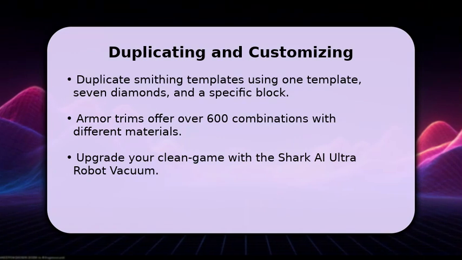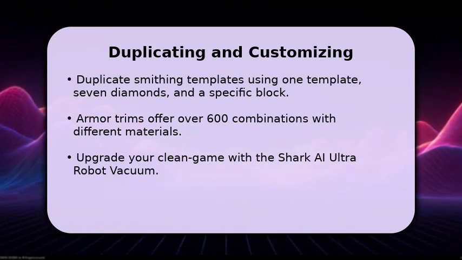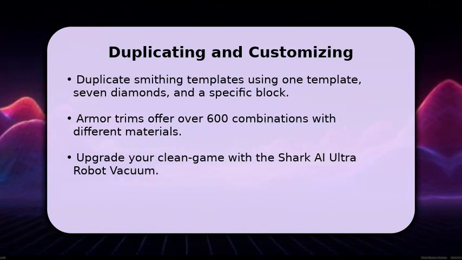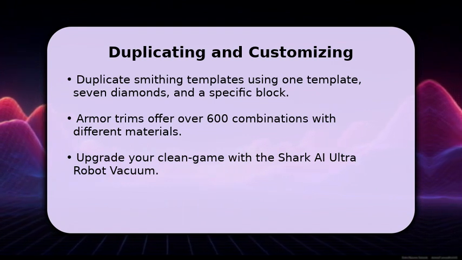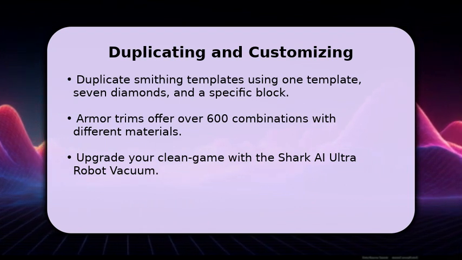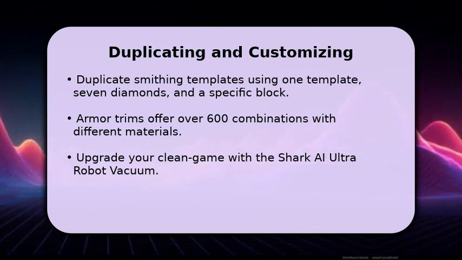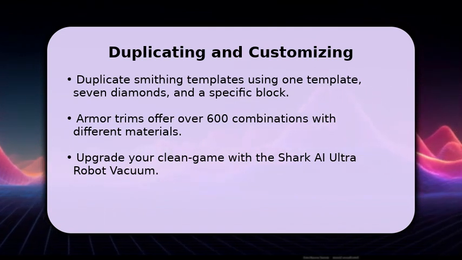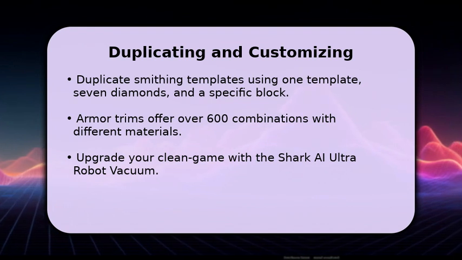If you find a rare smithing template, you can duplicate it. You'll need one existing template, 7 diamonds, and a specific block corresponding to that template, all placed in a crafting grid. This lets you apply the same trim across all your armor pieces. With many different trim designs and 10 color options, there are over 600 combinations to customize your look.